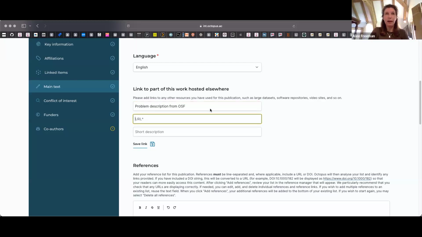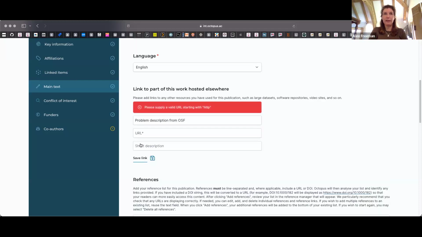Oh, sorry. So I was just saying, if you have information that you've published somewhere else, so say from Open Science Framework or GitHub or anywhere else, this part is where you can link that work to there. So you can put in the URL here. I would just paste it in. I'd write a short description and save that link. Whoops, I should put in a URL.